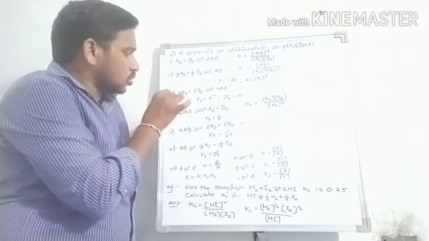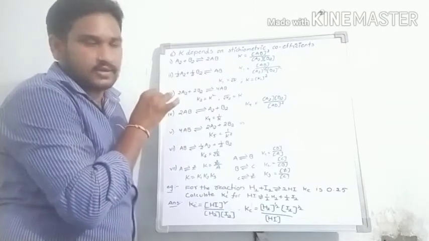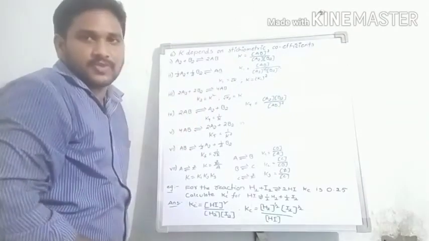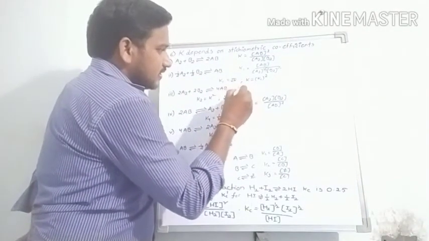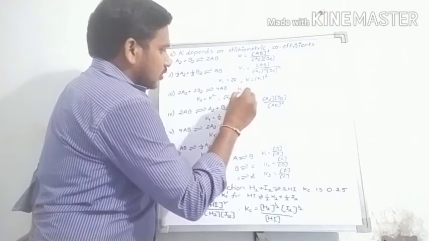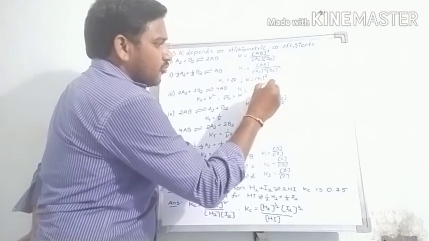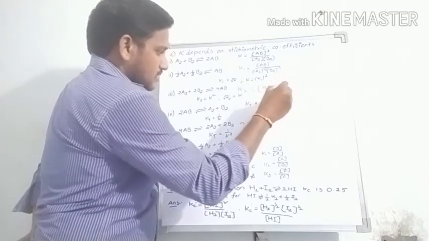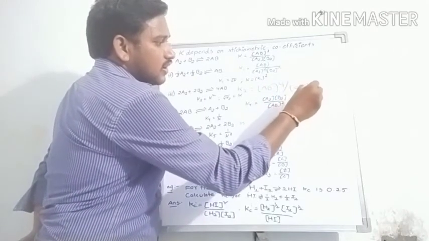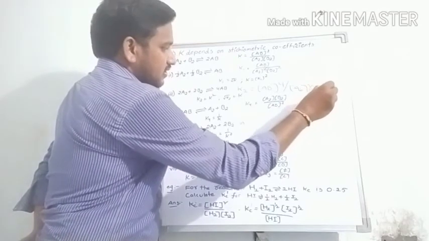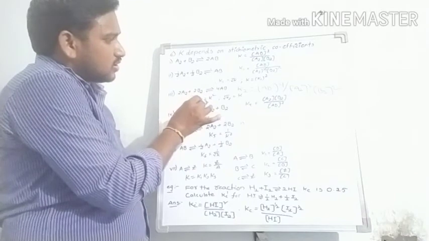Okay, one more, the third equation: 2A2 plus 2B2 gives 4AB. Derive the equilibrium constant, say K2. K2 equals concentration of AB whole power 4, by concentration of A2 whole square into concentration of B2 whole square. That is K2, where K2 equals K square.